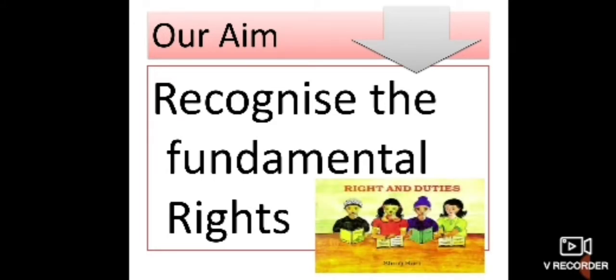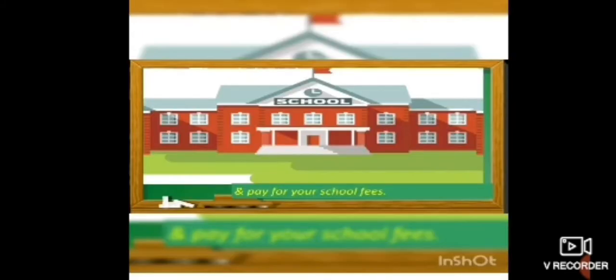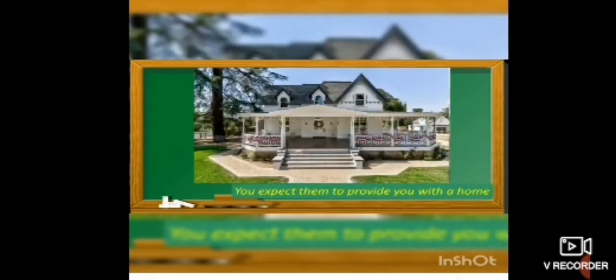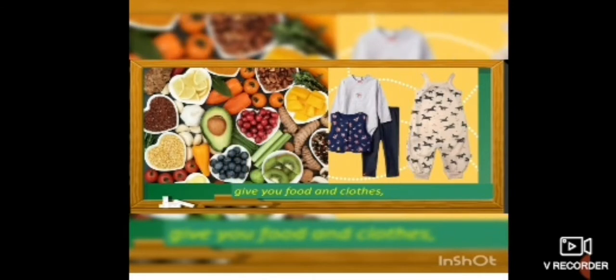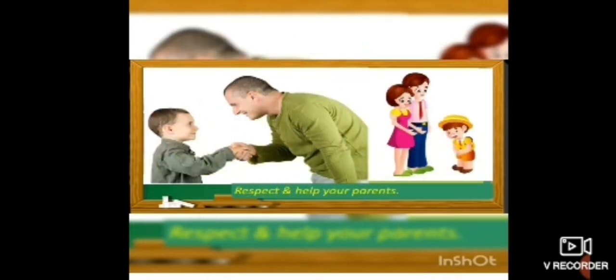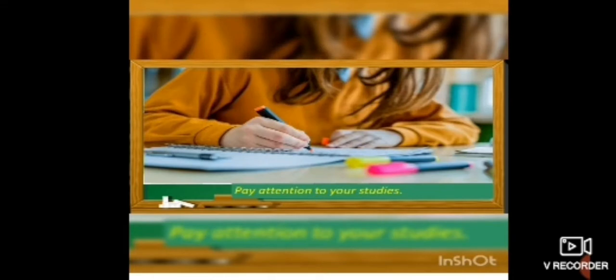Firstly, you need to understand 2 terms, rights and duties. What are these? Students, at your home, you expect your parents to take care of you. You expect them to give you food, shelter and clothes. Yes, you expect them to pay your school fees. These are your rights. And along with these rights, you have some duties towards your parents. To pay attention to your studies and to give respect to your parents. These are your duties towards them.